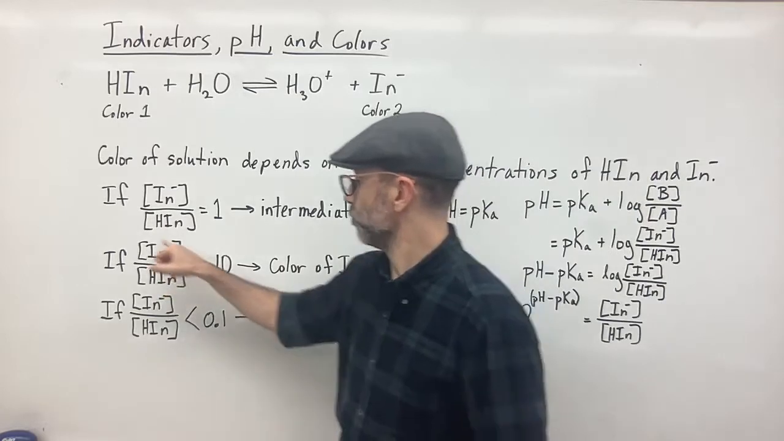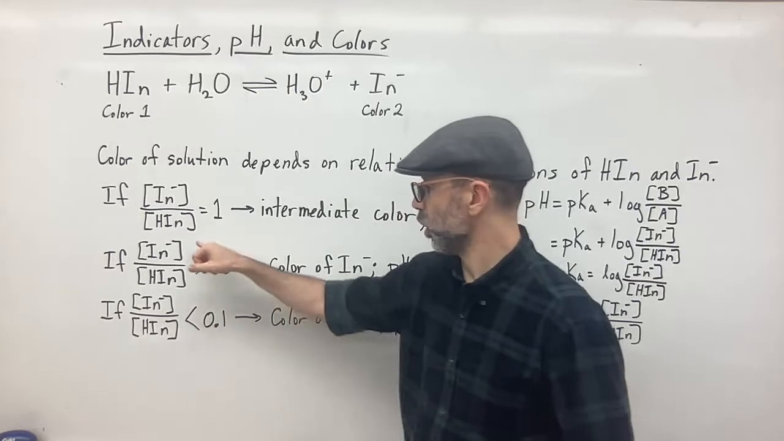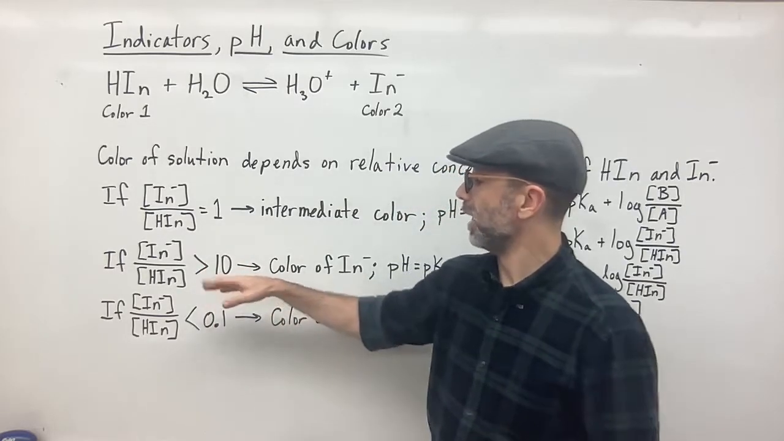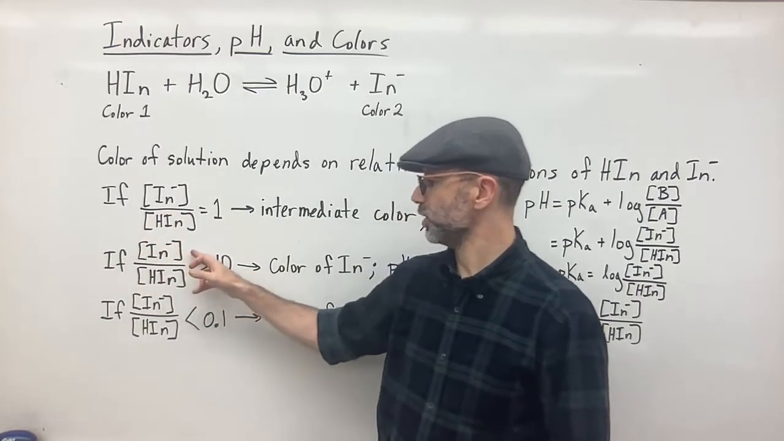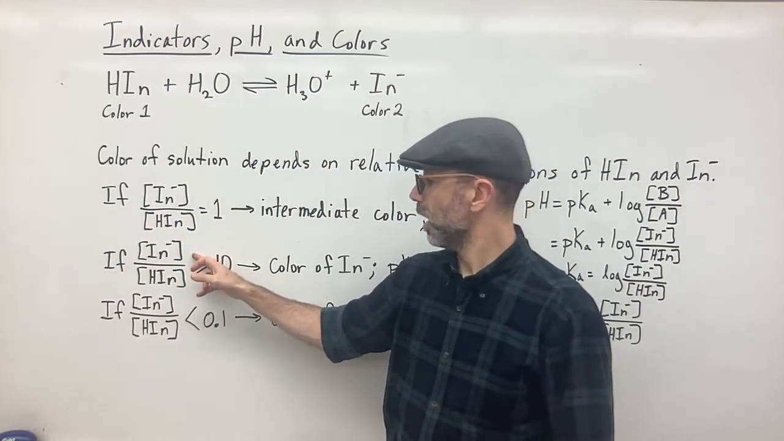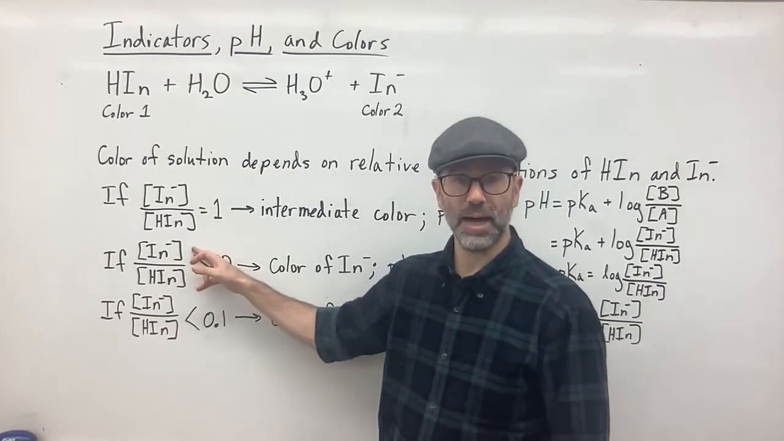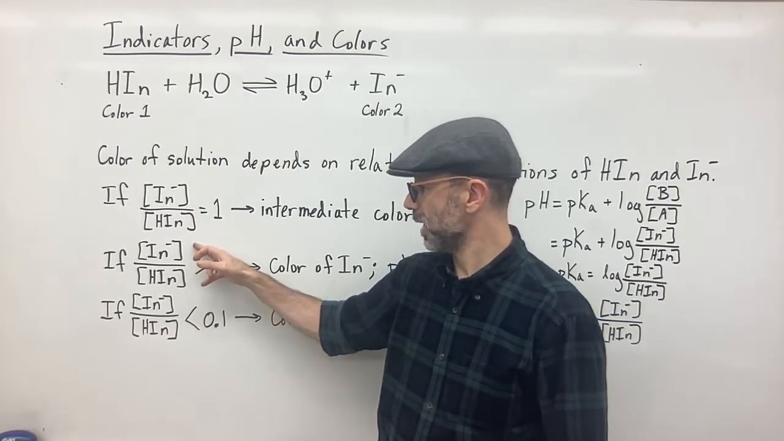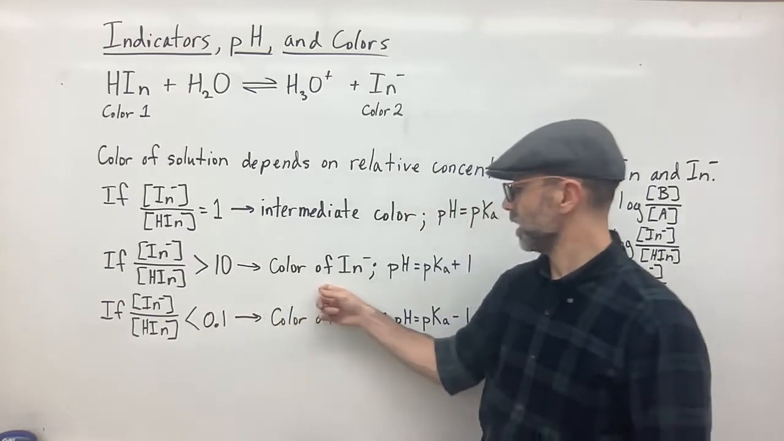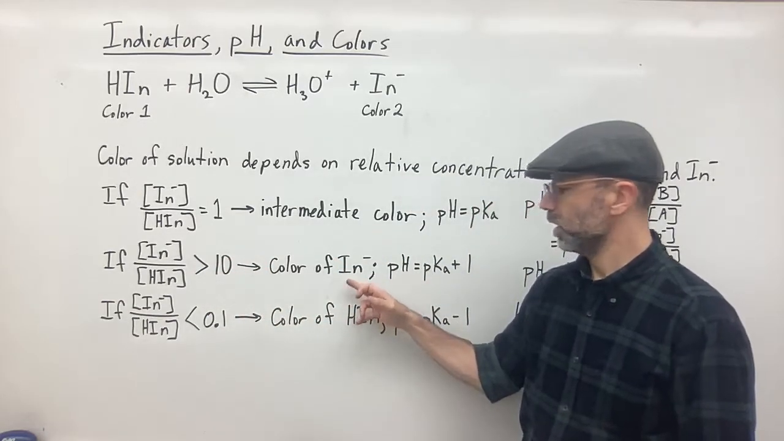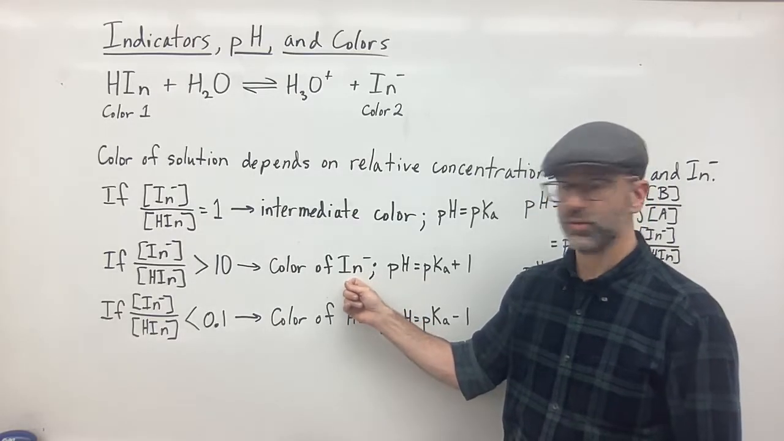If the ratio of the base over the acid form of your indicator is larger than 10, meaning that you have a concentration of your base form that is greater than a factor of 10 than your acid form, then it's going to be the color of the base form of the indicator. So whatever the color of this base form would be is the color of the solution.